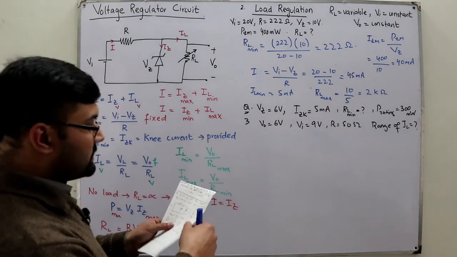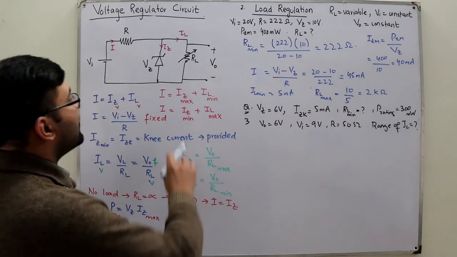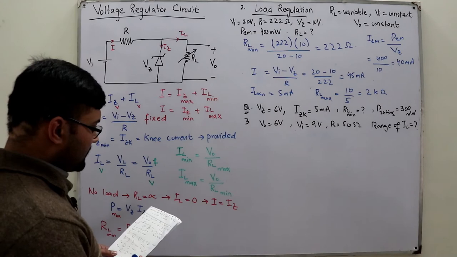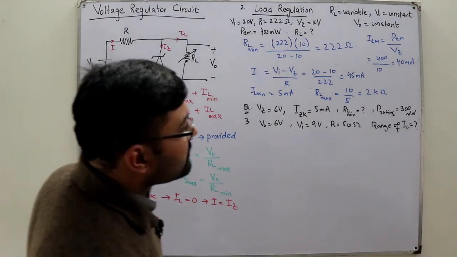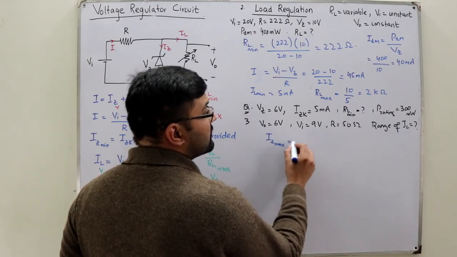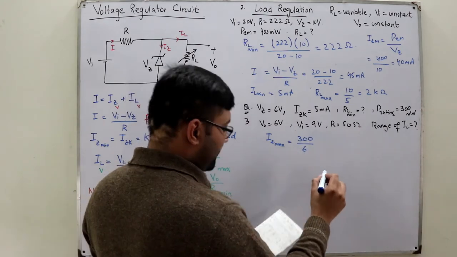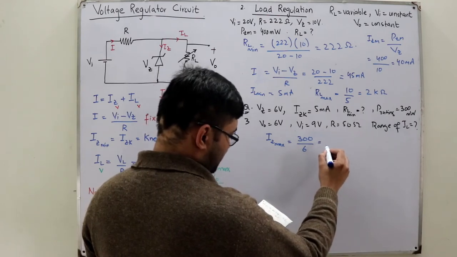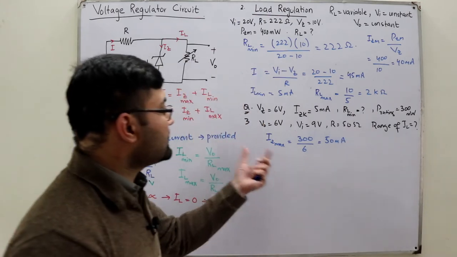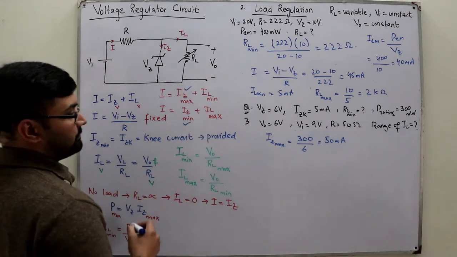Or in this one, I just change my procedure so that I find IZ maximum first. IZ maximum you can find from the power rating, which would be 300 divided by 6. This becomes equal to 50 milliamperes. 50 milliamperes is the maximum current. So you've got IZ max, you've got IZ minimum.